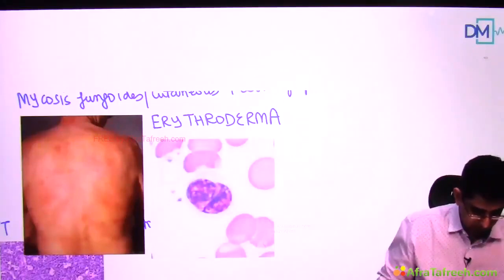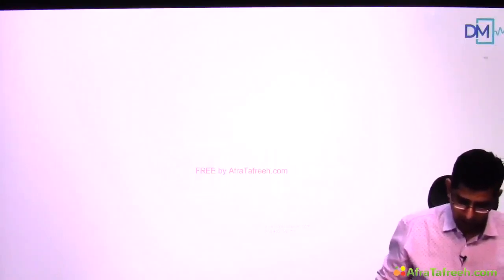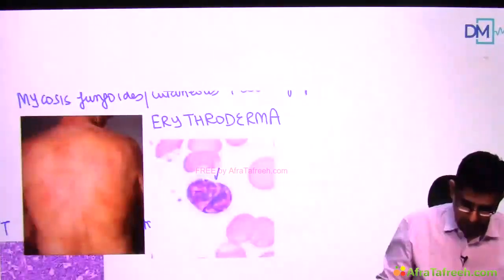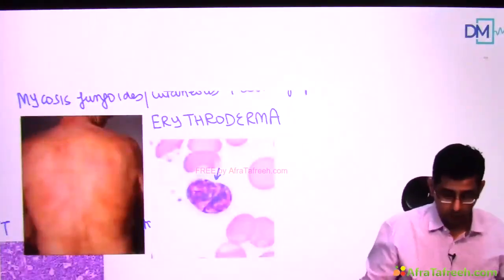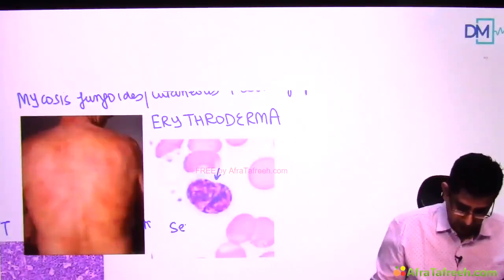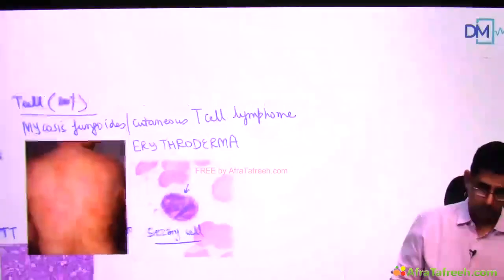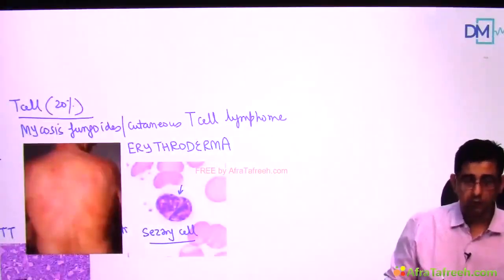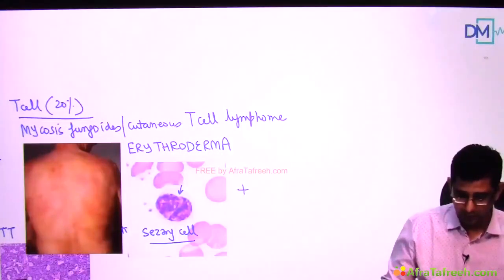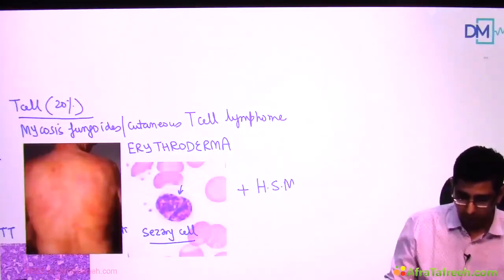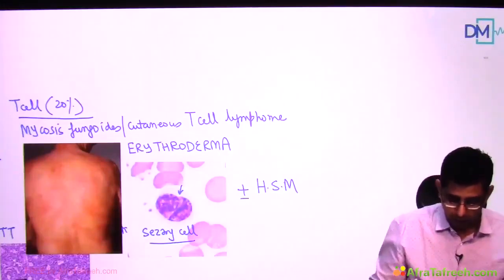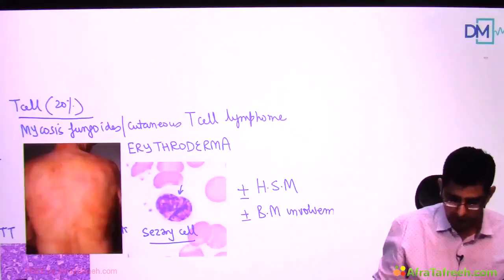Now I'll bring those Sézary cells into focus. These are T cells which have a cleft appearance. If I bring the focus here, you can see the cleft appearance of the nucleus of the cell. These are Sézary cells seen in this patient with erythroderma. The presentation is also known as cutaneous Sézary syndrome, and subsequently in these patients the dissemination can result in hepatosplenomegaly, or there could be bone marrow involvement that can signal development of cytopenias.